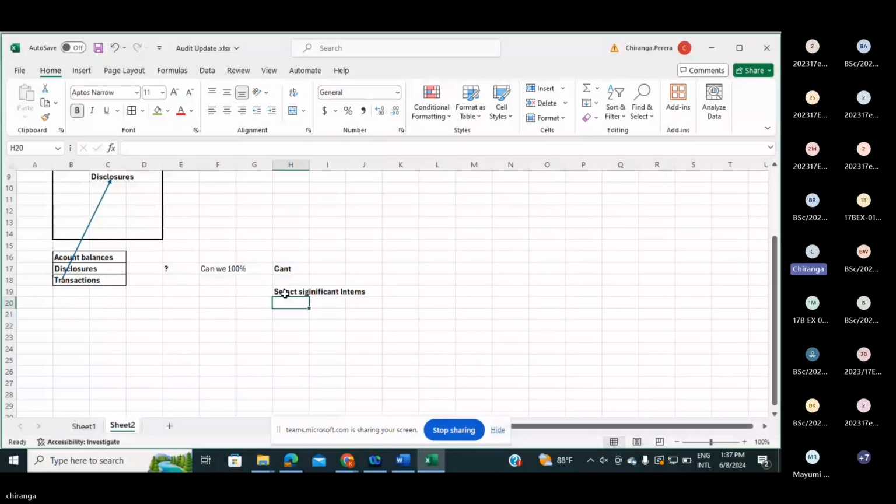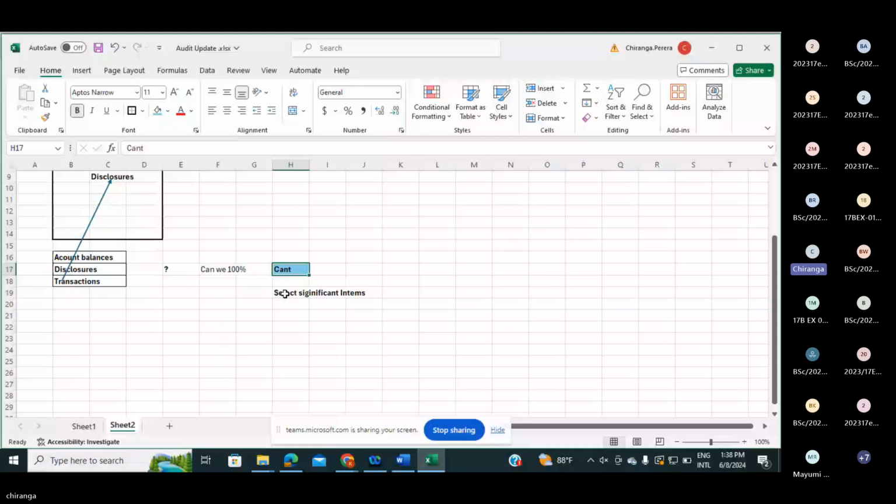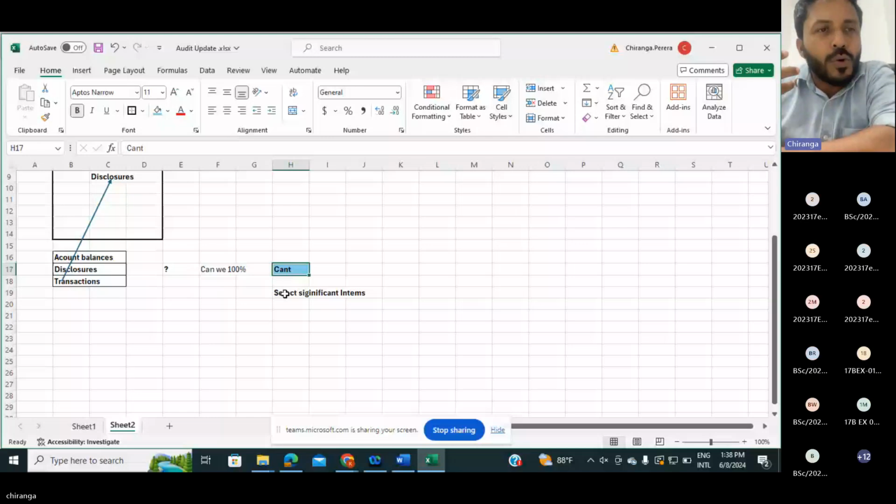So then here we have a question. Can we audit 100%? The answer is can't, right? We can't audit 100%. What does it mean to you? We can't check 100% of all the account balances, all the disclosures. We can't audit all the transactions. If we audited like that, we could give an absolute opinion. We can't audit all the account balances, all the disclosures, and all the transactions.